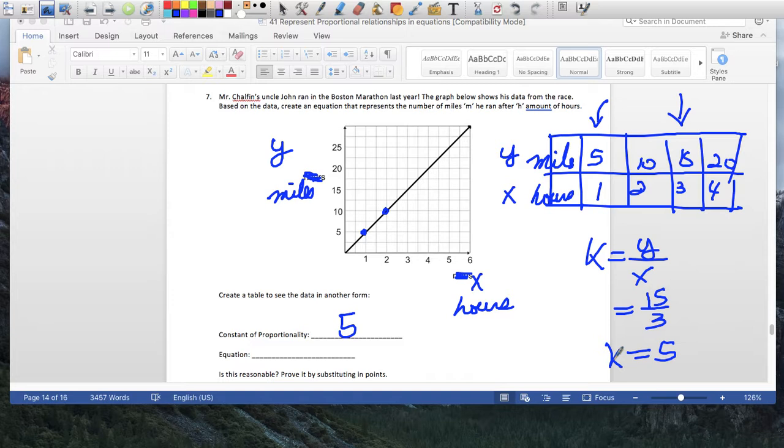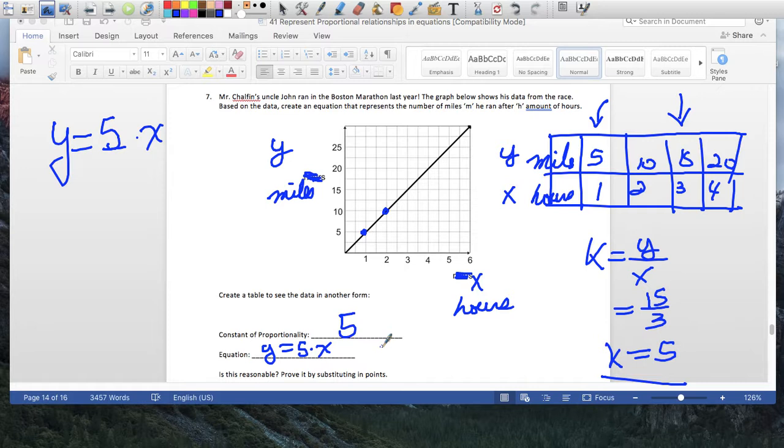Well, you know that k equals 5, so the equation is going to be y equals k times x, and we know what k is. So in this case, k is 5. So this is my equation, y equals 5 times x. Is it reasonable? Let's substitute and see if it does make sense.